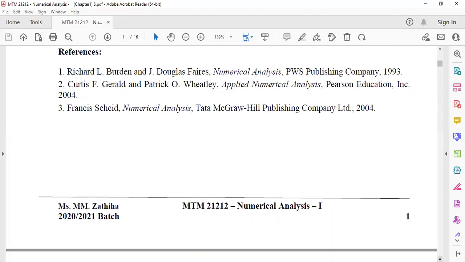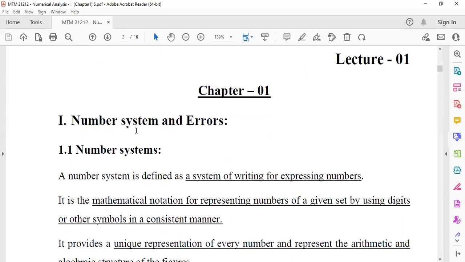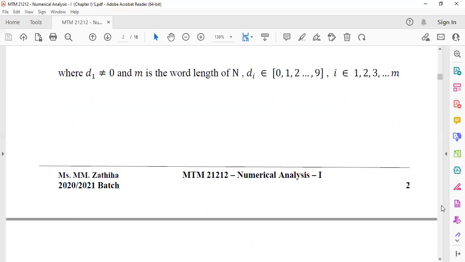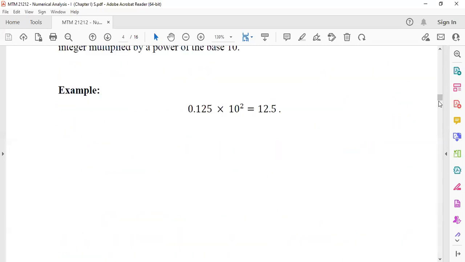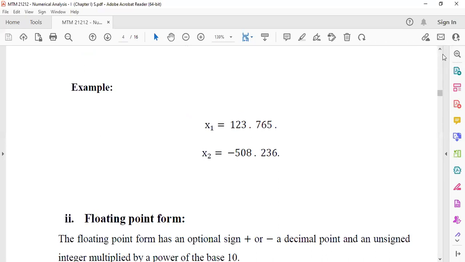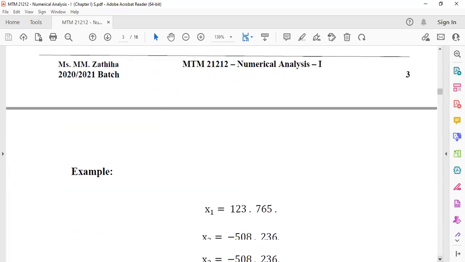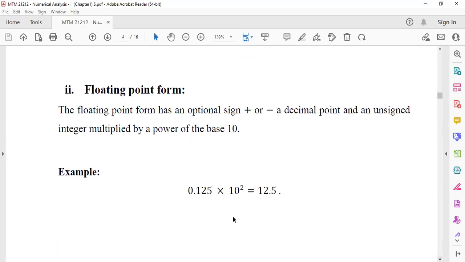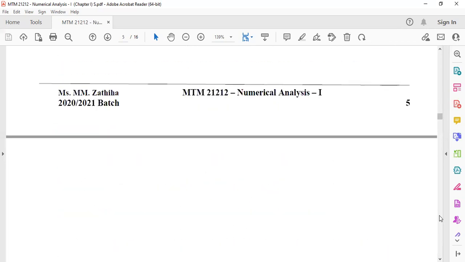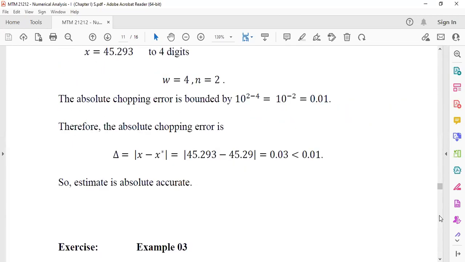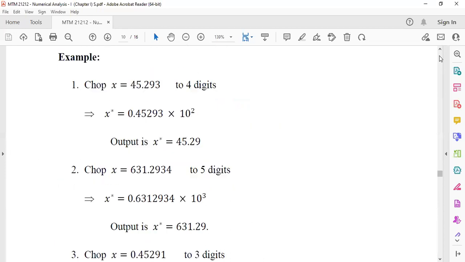Okay, so from chapter number 1, number system and errors, we have almost finished all about the number systems. There are 2 main things you have to keep in your mind. One is the fixed point method, which uses the integer part, decimal point, and fractional part. Similarly, there is another one we call floating point form, which is multiplied by a power of 10, base 10. We have finished all these. I think we have stopped here.